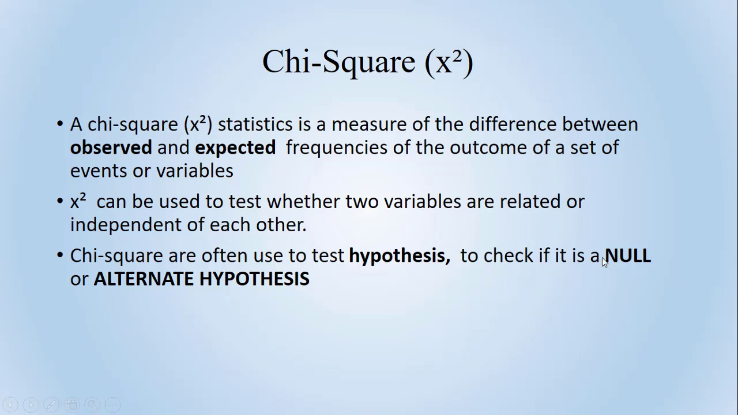What does a null or alternative hypothesis mean? A null hypothesis is also known as independent variables. Independent variables are what? Variables that don't have any relationship with each other. There's no relationship within them. While alternate hypotheses are also known as dependent variables, whereby there's a relationship between them. There's either a relationship or a difference between them.